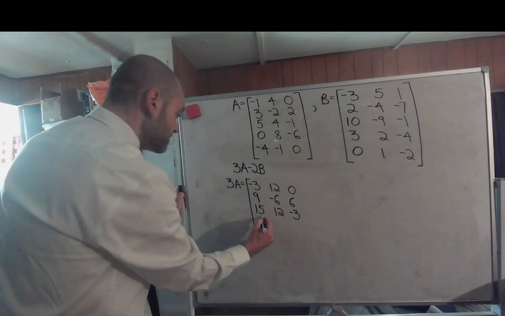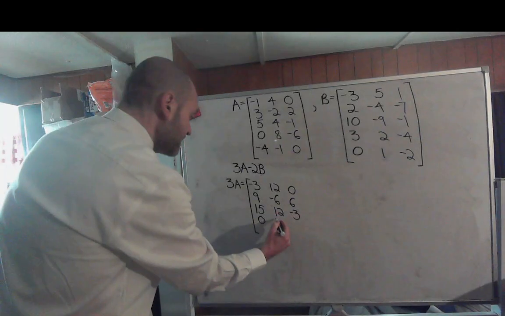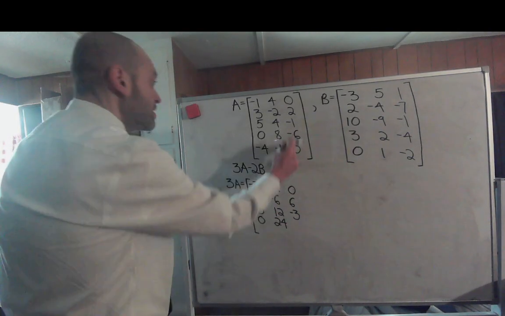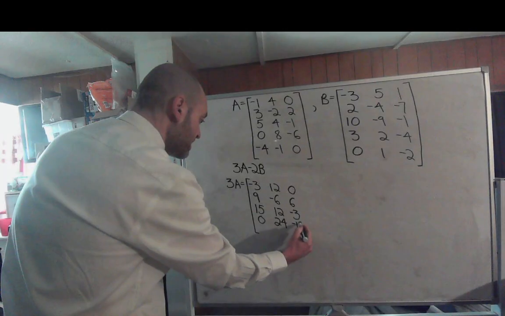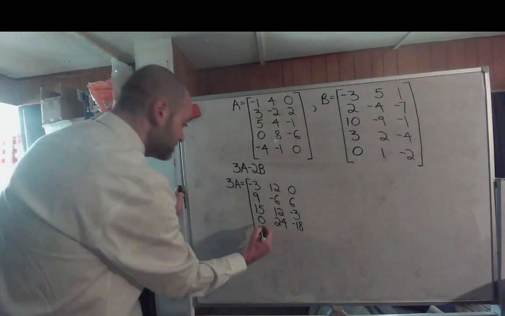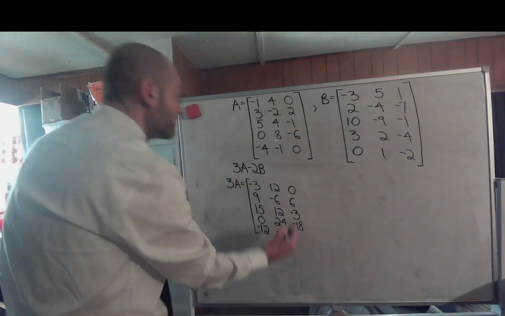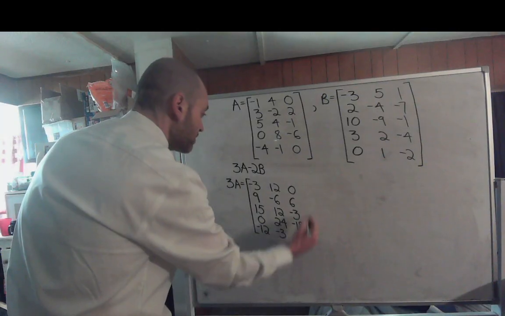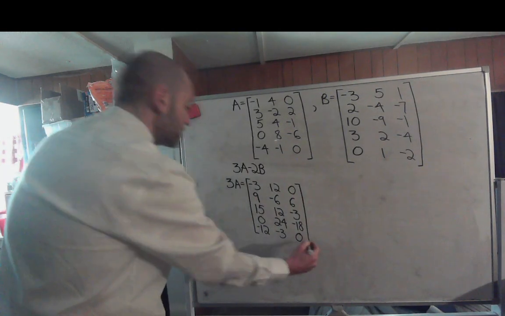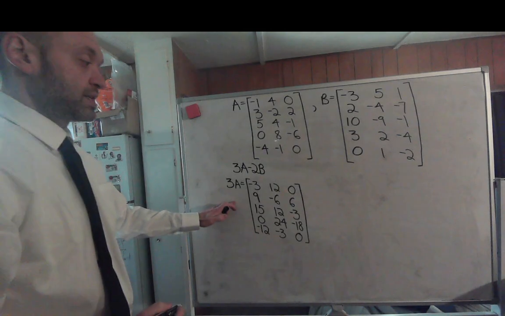3 times 0 is 0. 3 times 8, that's 24. 3 times negative 6 is negative 18. 3 times negative 4 is negative 12. 3 times negative 1 is negative 3. And 3 times 0 is 0. So there's my 3a matrix.